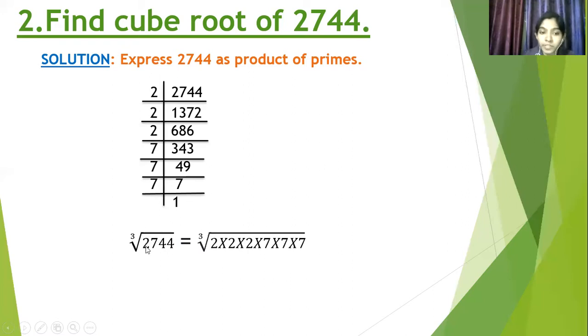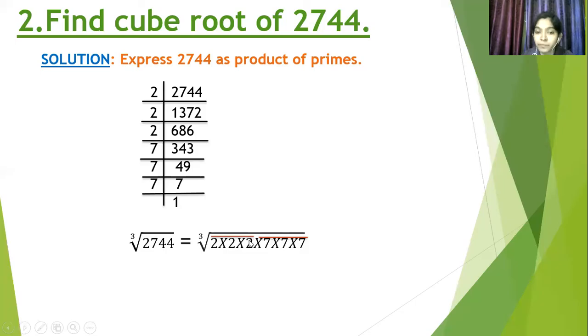So we can write 2744 as like this: 2 into 2 into 2 into 7 into 7 into 7. Again, we will make the triplet of the same prime. See, here 2 is 3 times, so we have grouped them. Again, 7 7 7 pairing.